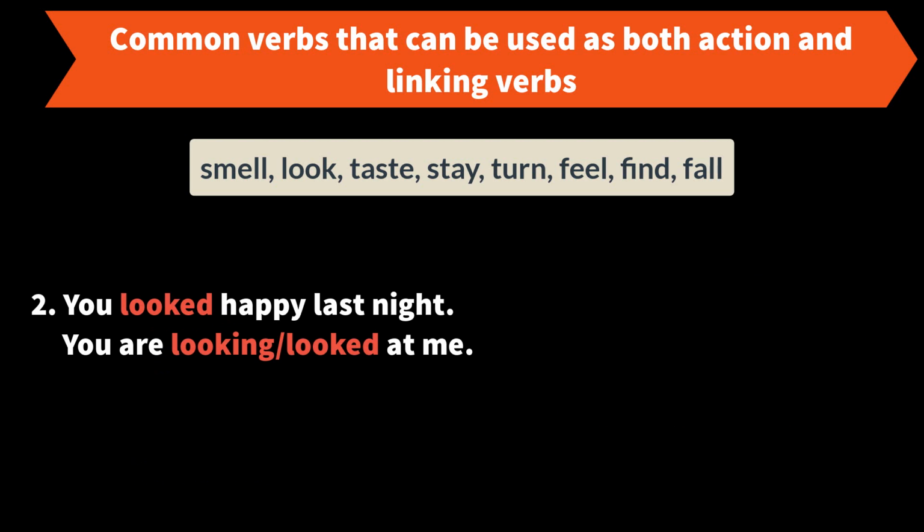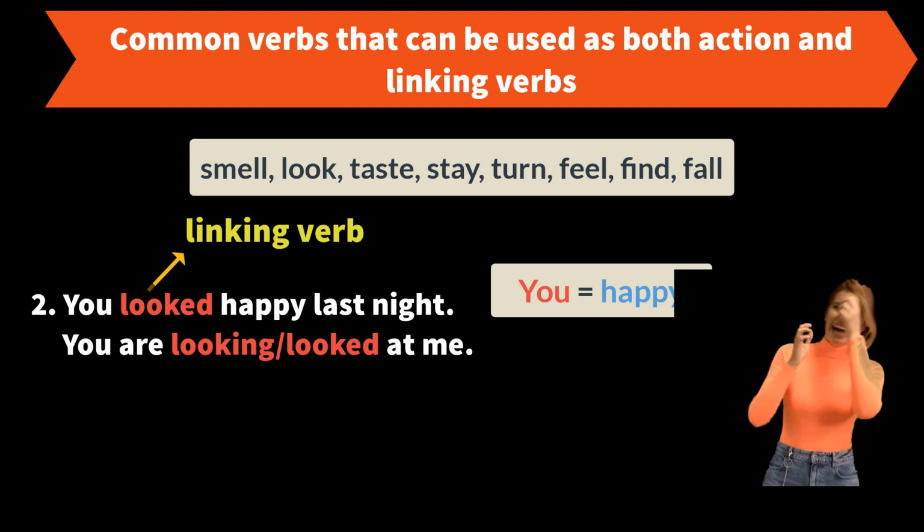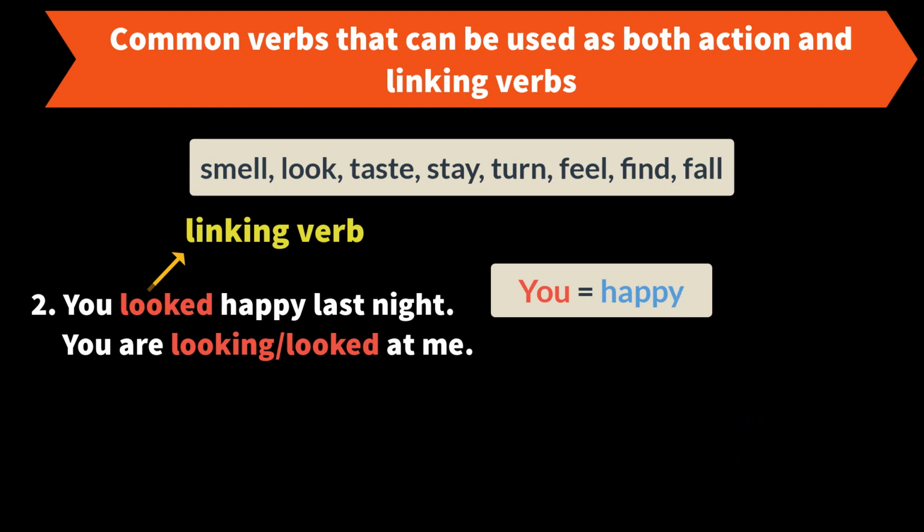You looked happy last night. You are looking at me. In the first example, "looked" is a linking verb, right? You looked happy. That means you were happy last night. So it's showing a state of being of a person in the past time, right?